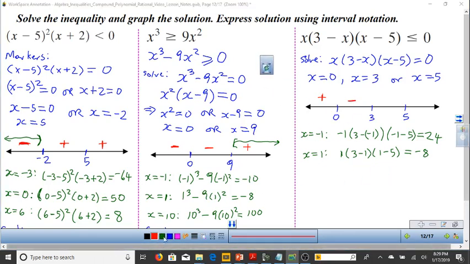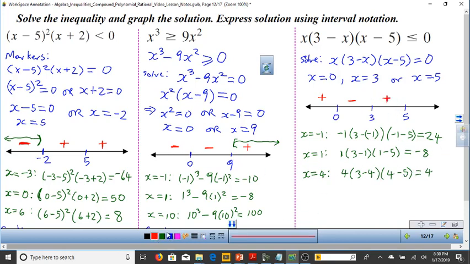Then we go back and we try a number between 3 and 5, to the right of 3 and to the left of 5. So that, of course, is 4. Easiest choice here. So we have 4 multiplied by (3 minus 4) multiplied by (4 minus 5). And we see that gives you 4 times -1 times -1, which gives you +4. We got another positive answer.